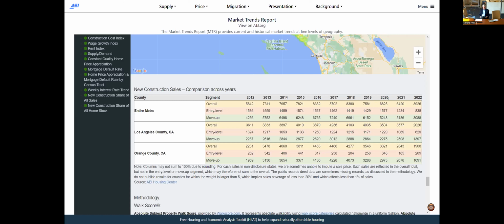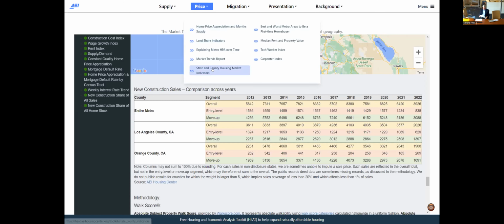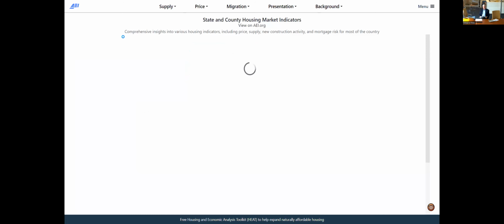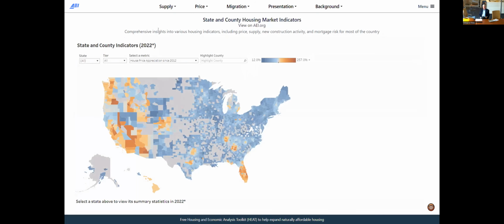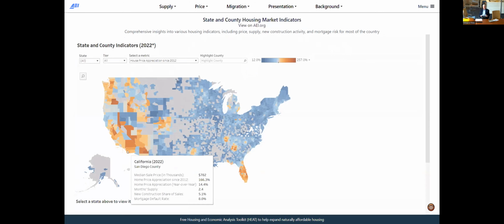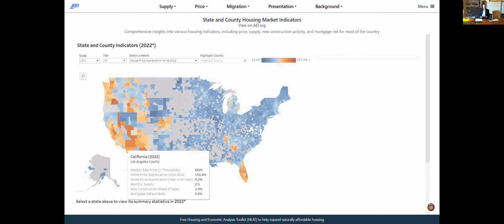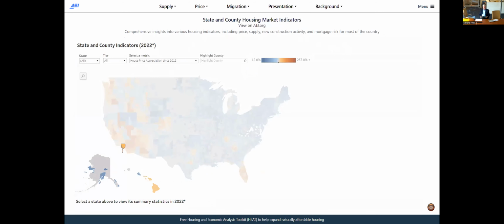Moving on to the next tool, state and county indicators. This is a map. You just highlight LA, please. You can see this is house price appreciation since 2012. You can see where LA shows up.